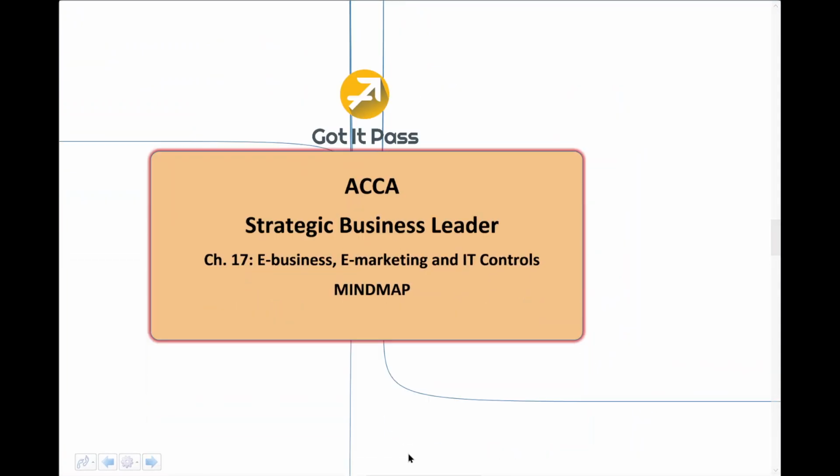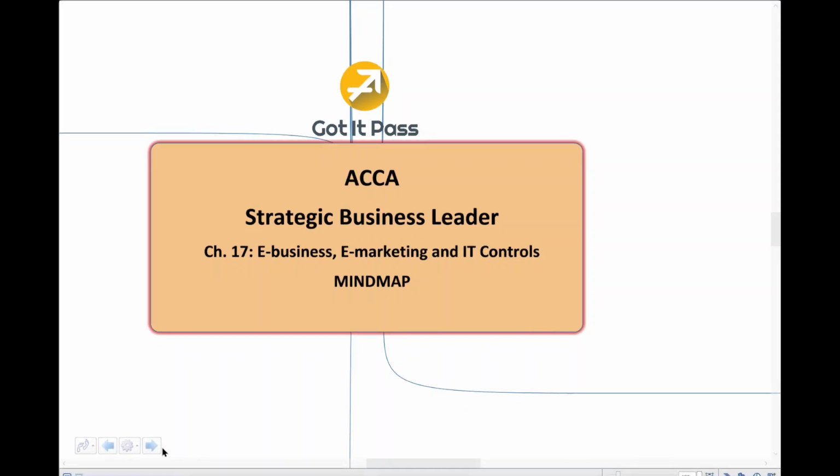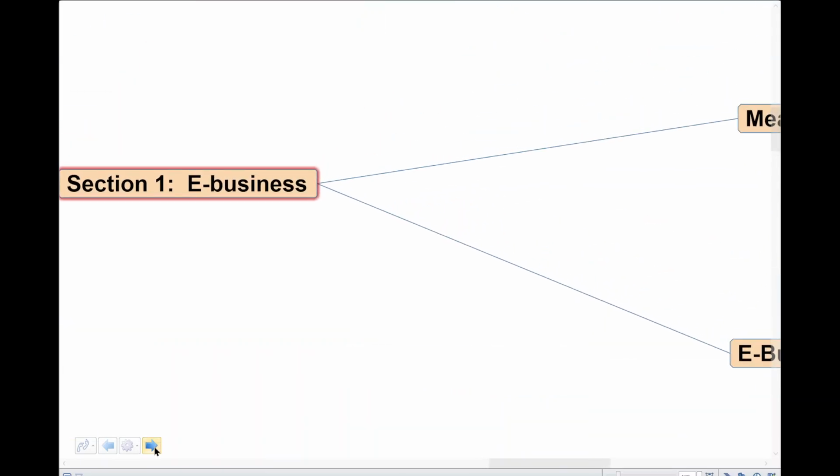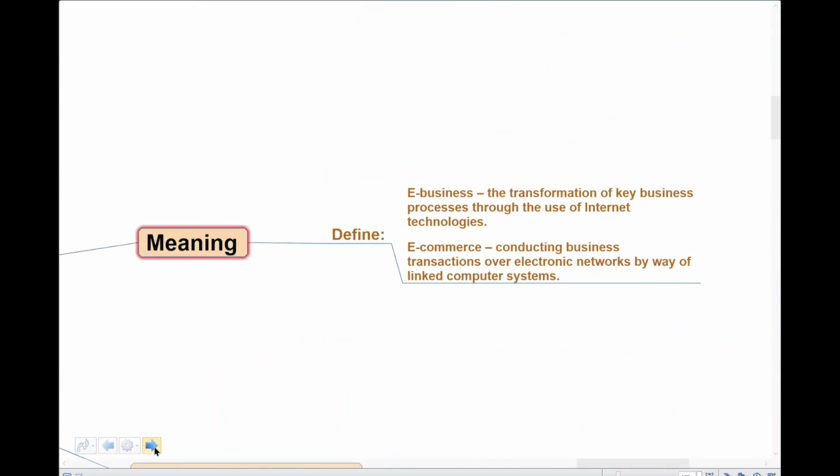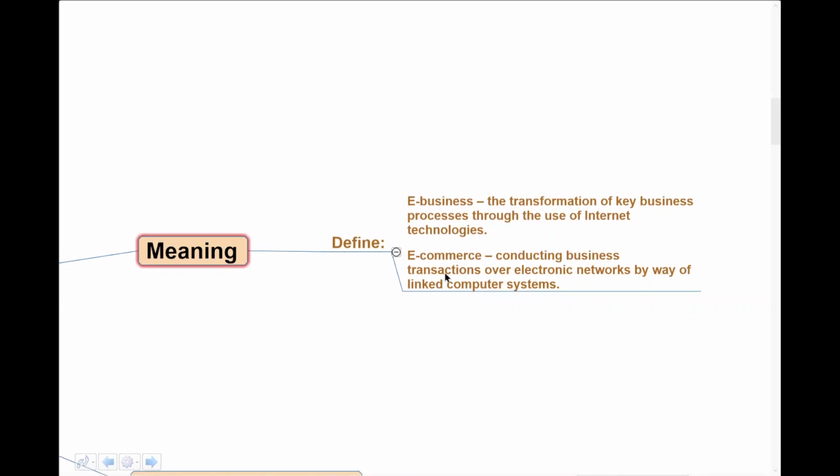So we move to Chapter 17, e-business, e-marketing, and IT controls. Let's take a look at the first section, which really concerns definitions. Let's be clear on the difference between e-business and e-commerce.